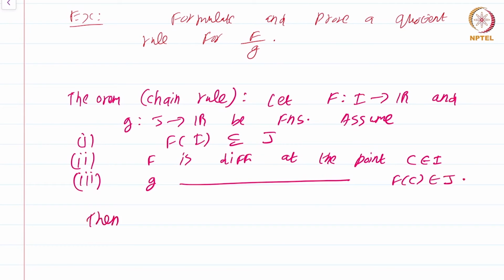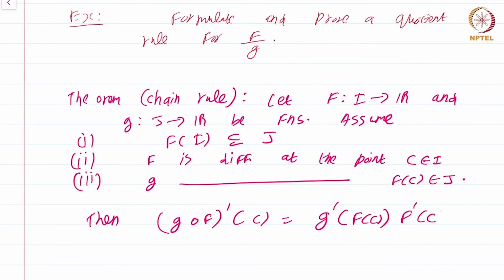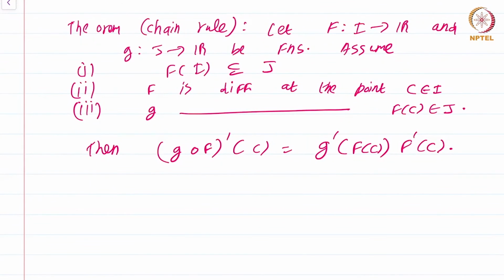Then g composed with f, the derivative at the point c is nothing but the derivative of g at the point f of c times f prime of c. Let's prove this. Proof. We will again use the linearization version of the definition of derivative.